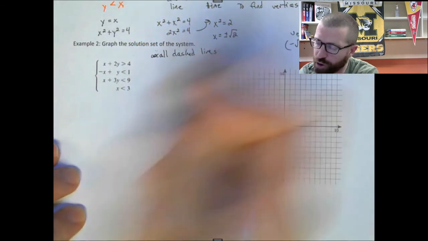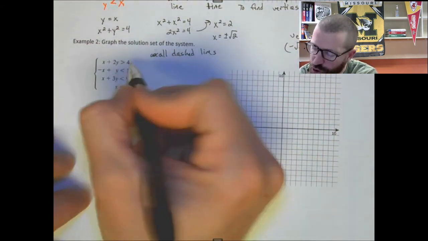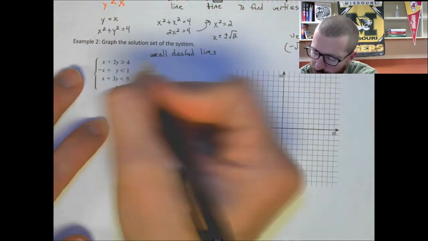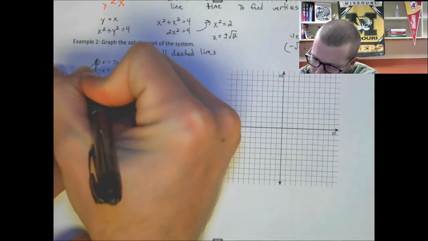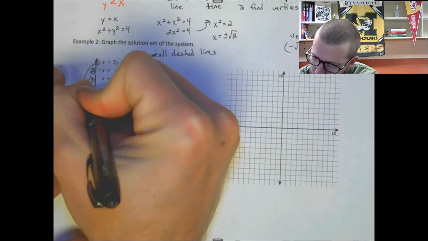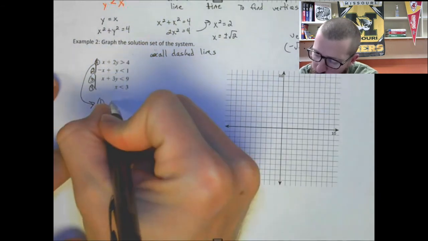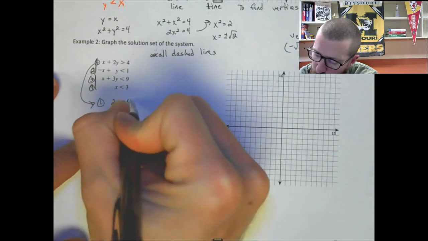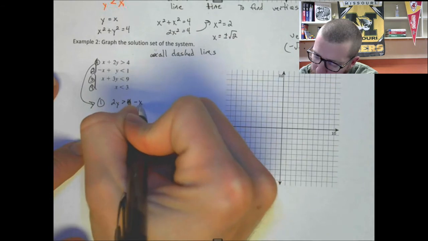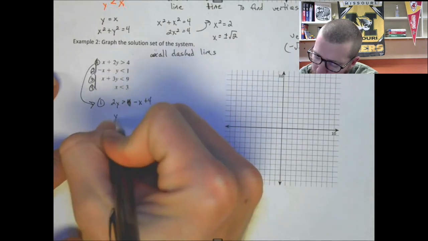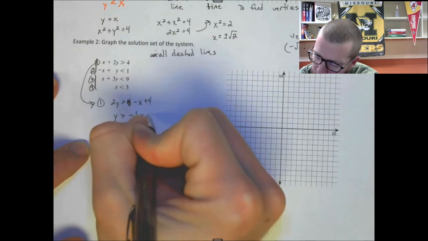And then I'm going to solve these just one at a time. So we get y by itself by subtracting. Let's number them 1, 2, 3, 4. That might be a little neater. So 1 would be 2y is greater than negative x plus 4. And so y is greater than negative 1/2 x plus 2.